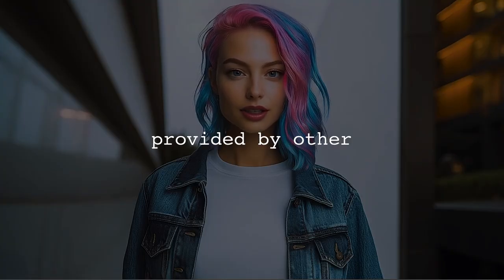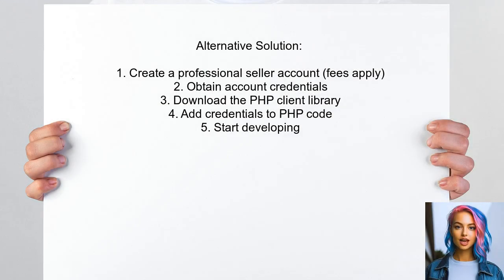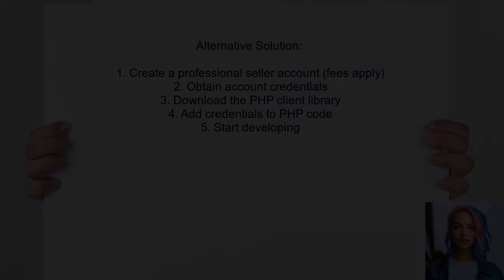Now let's look at the answers provided by other users. An alternative approach for integrating Amazon MWS with PHP starts with creating a professional seller account on Amazon, which involves some fees. Next, you'll need to obtain your account credentials. After that, download the PHP client library from Amazon's developer site. Once you have your credentials, add them to your PHP code and begin your development.